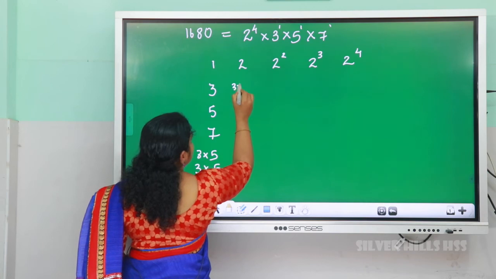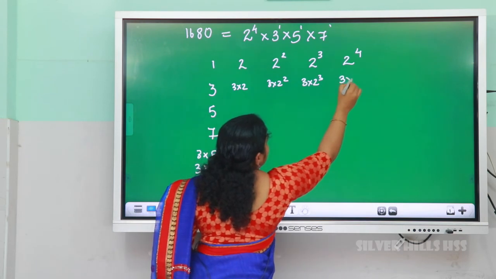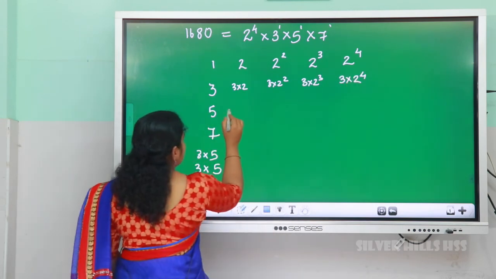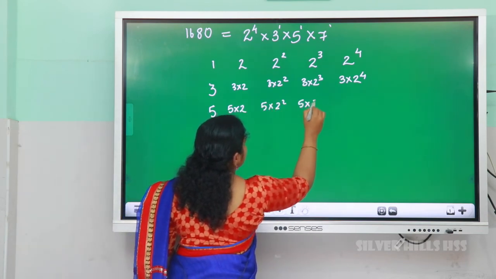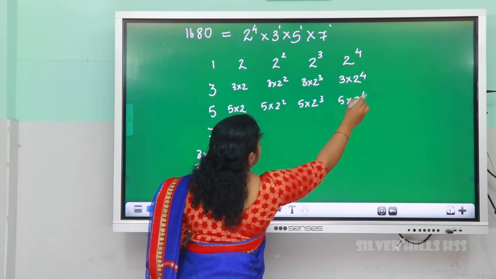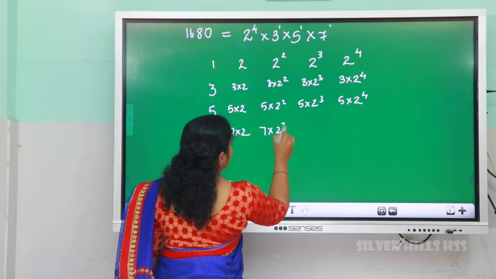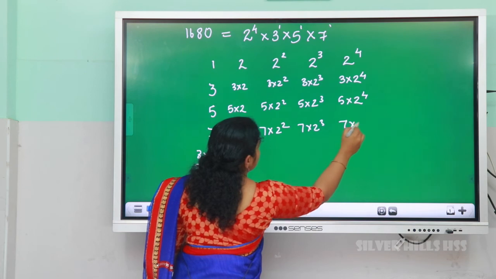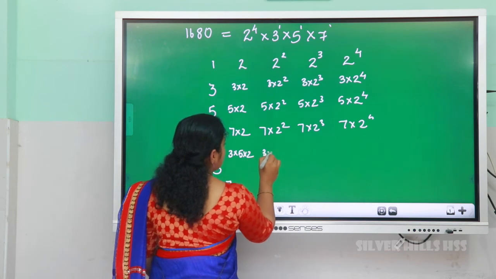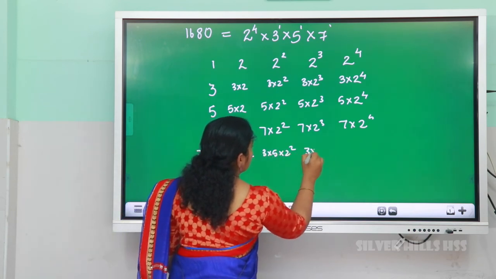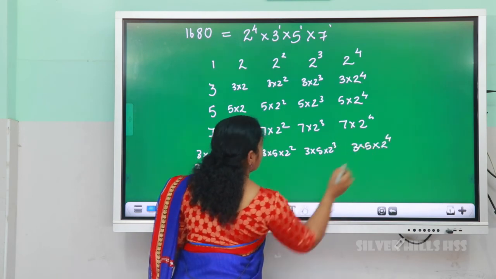Okay. So 3 into 2, 3 into 2 square, 3 into 2 cube, 3 into 2 raised to 4. Then 5 into 2, 5 into 2 square, 5 into 2 cube, 5 into 2 raised to 4. Then 7 into 2, 7 into 2 square, 7 into 2 cube, 7 into 2 raised to 4. Then 3 into 5 into 2, 3 into 5 into 2 square, 3 into 5 into 2 cube, 3 into 5 into 2 raised to 4.